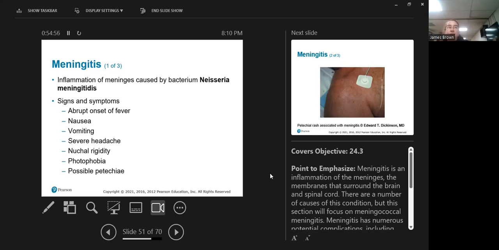So onset of fever, abrupt, nausea, vomiting, headache, nuchal rigidity. Neck stiffness. It's the key thing, right? So remember, nuchal, neck. So that's one of the key things with meningitis as far as differentiating, the stiff neck. Know it for a test, I bet. Okay. Photophobia. Yep. And possible petechiae.